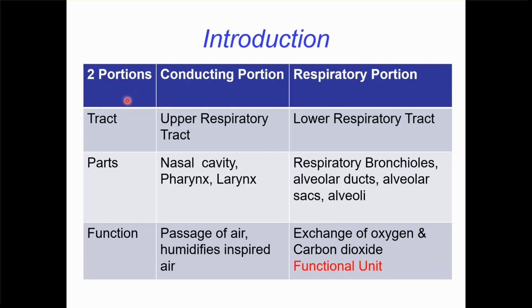There are two portions, which are called the conducting portion and the respiratory portion. So the upper respiratory tract is the conducting portion, which has different parts like nasal cavity, pharynx and larynx. The main function of the conducting portion is to help in the passage of the air, and it humidifies the inspired air. Whereas the respiratory portion is also known as the lower respiratory tract, which consists of respiratory bronchioles, the alveolar ducts, alveolar sacs, alveoli, and there is exchange of oxygen and carbon dioxide which occurs here, and it is called the functional unit.